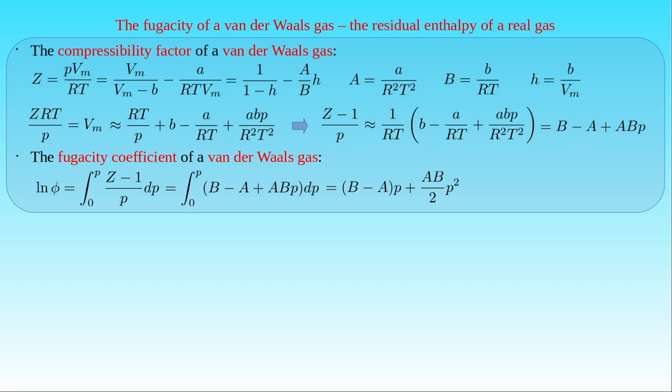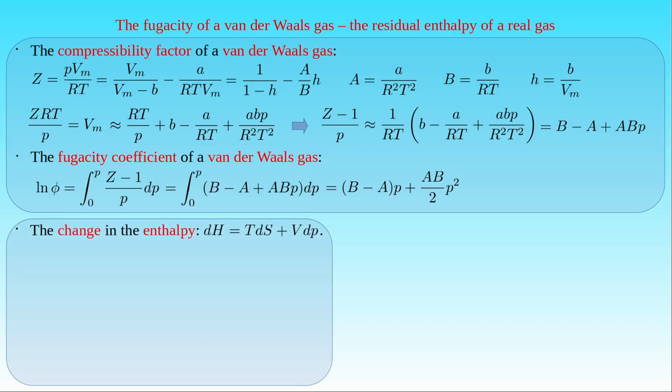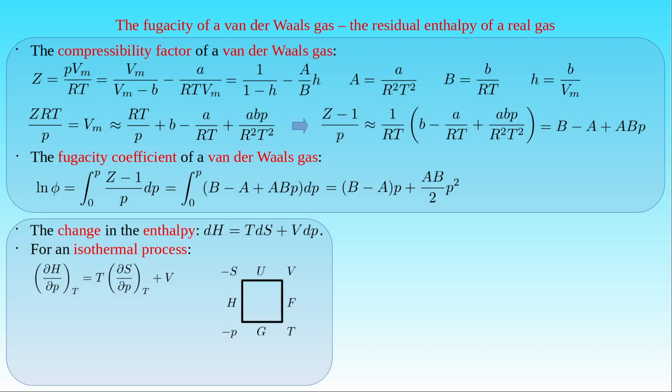Since we have already determined the entropy and the free enthalpy of real gases, we also derive an expression for their enthalpy. The infinitesimal change in the enthalpy H of a thermodynamic system is equal to the temperature T of the system times the differential of its entropy S, plus the volume V of the system times the differential of its pressure P. In the case of isothermal processes we can formally divide this equation by dP, and write the partial derivative of the enthalpy H with respect to the pressure P at a constant temperature T as the temperature T times the partial derivative of the entropy S with respect to P at constant temperature, plus the volume V. Here we use the Maxwell relations encoded in the thermodynamic square to cast the partial derivative in the right-hand side into a more convenient form.